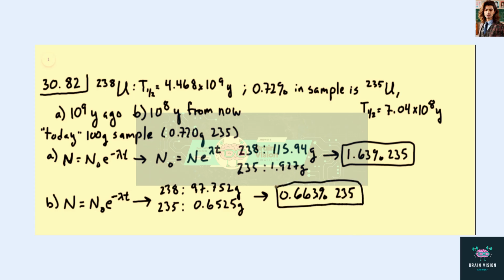Obviously, some of the uranium has decayed since the sample was a billion years old, and 100 million years into the future, obviously there's going to be other atoms in there. But out of the uranium in the sample, it's going to go from 1.63% uranium-235 a billion years ago, to 0.72% uranium-235 out of the total uranium today, and then 0.663% in 100 million years.